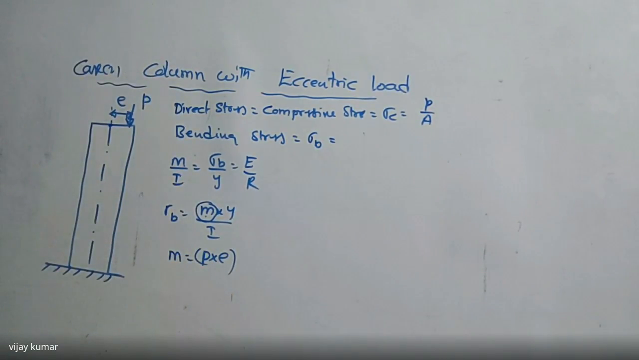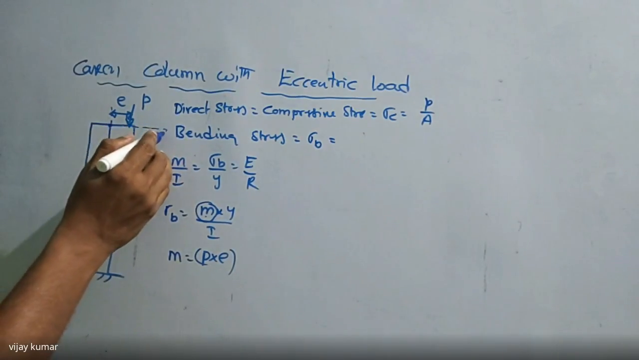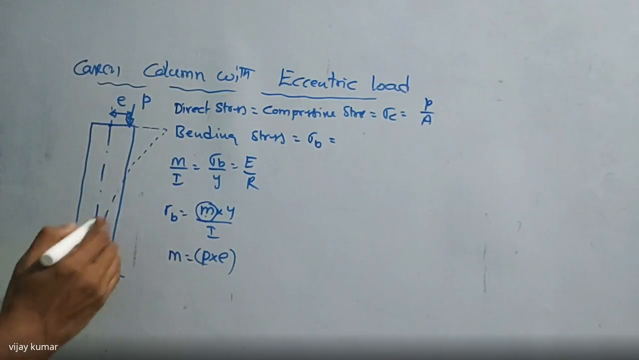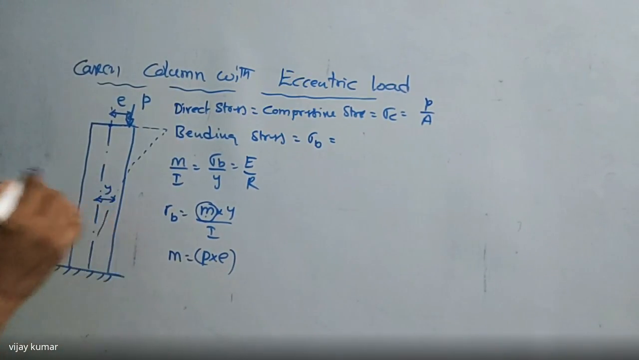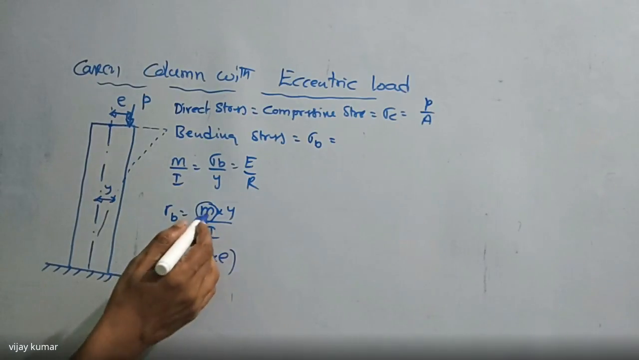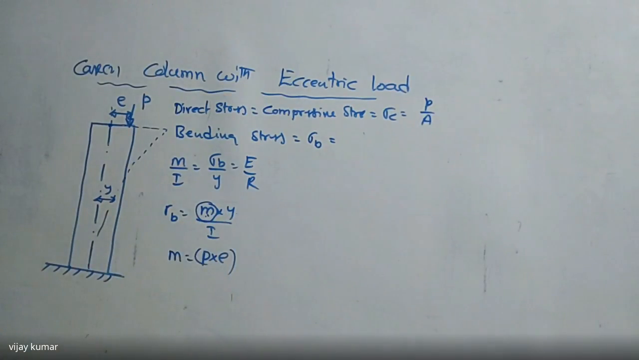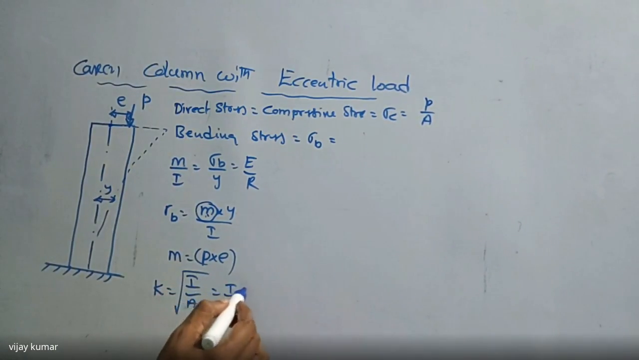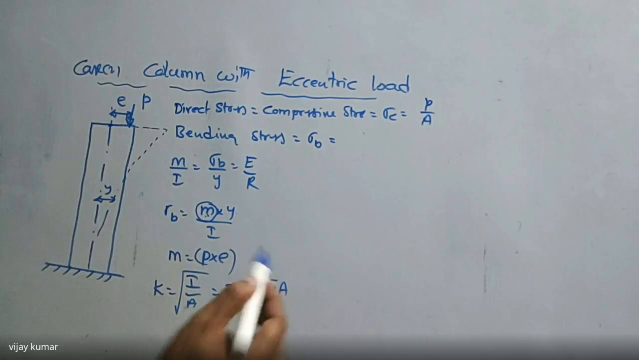Y is the deflection of the column. For example, when the column is deflected like this, this is the deflection, that is Y. Have you got my point or not? So this is Y, and this is the I value. With the radius of gyration K equal to the square root of I divided by A, it implies I is equal to K square into area. That is very simple.